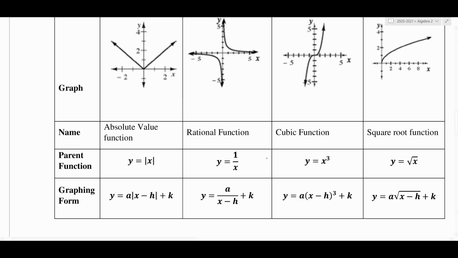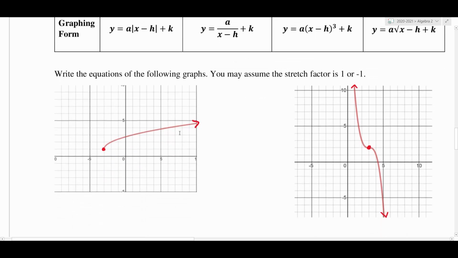I might give you an equation and ask you to give me a description. Or I might give you a graph and ask you to write the equation for me. All right, so we need to be able to go from all the different representations from one to the other, whether it's a description, a graph, or an equation. All right, so let's take a look at this first one.